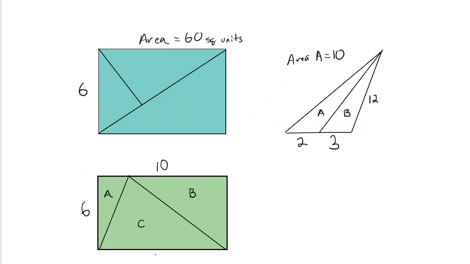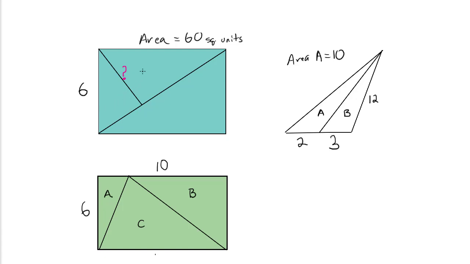Let's look at a couple examples of calculating area. For example, I've got a rectangle with a width of 6 and an area of 60 square units. Suppose I want to find the missing length right there. How would I go about doing that?